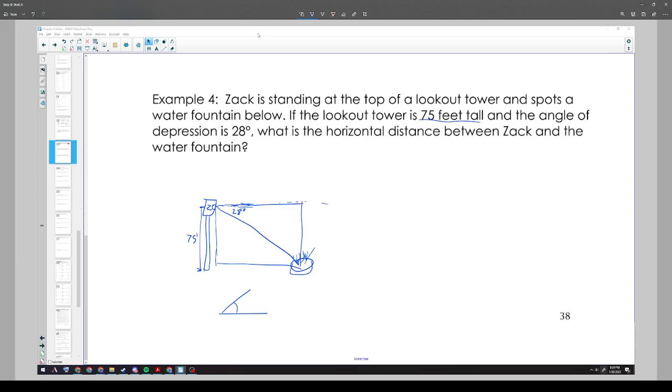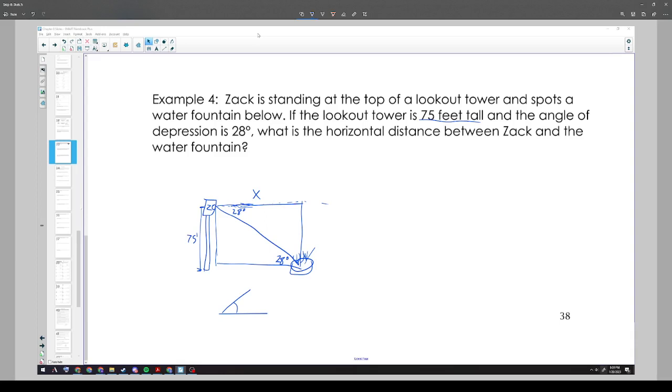If we drew this triangle, we would need to draw the angle of elevation from the fountain in order for this to work out. So we want to know the horizontal distance to the fountain. That would be here, and that is our adjacent side.